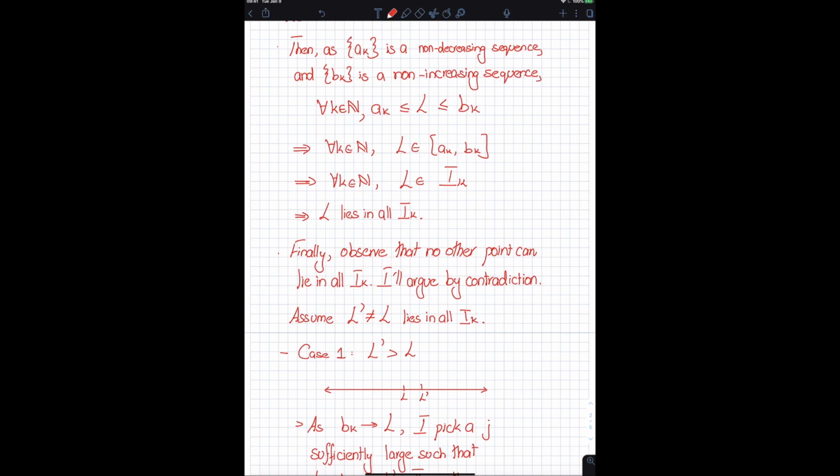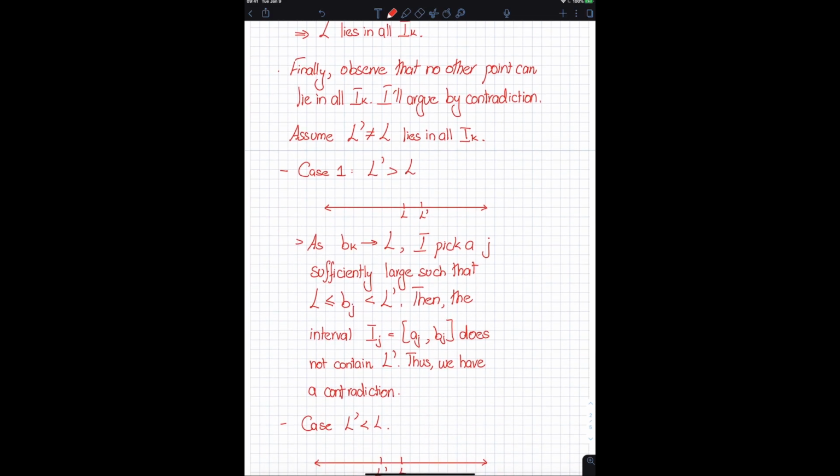In order to prove that there are no other points, we essentially argued by contradiction. We said, assume that there is a number L prime, which is not equal to L, which lies in all intervals I sub k. There are only two possible cases: either L prime is greater than L or L prime is smaller than L. That's simply because the set of real numbers is an ordered field, so there are only three possible cases. Either L prime is less than, greater than, or equal to L. We've already assumed it's not equal to L, so it must be either greater than or less than L.